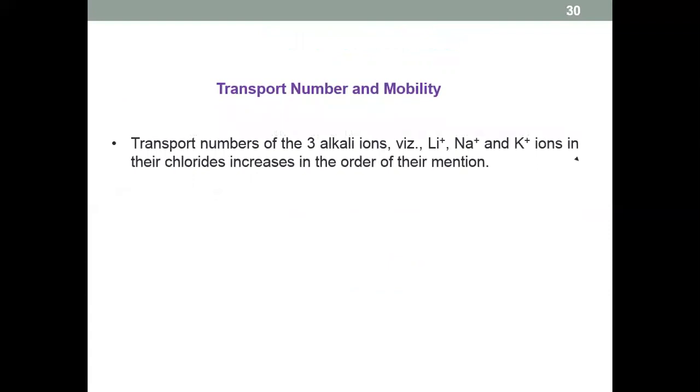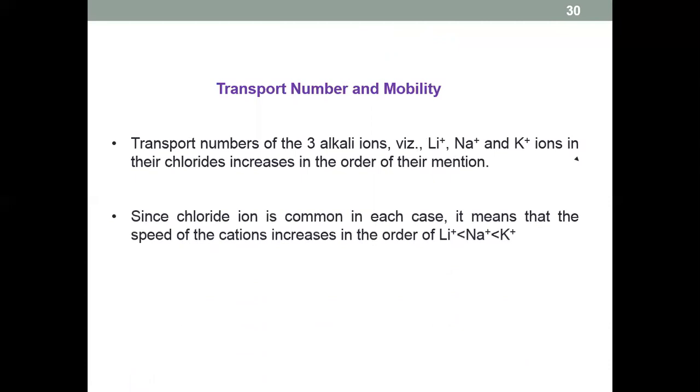Okay, so let's consider a solution of lithium chloride, sodium chloride, and potassium chloride. And the transport number for these follows the same order. Potassium has the highest one, sodium falls in the middle, and lithium is the lowest. Why is it so? Chloride is common here. So ultimately, the conductance comes from these ions, and they follow this order.